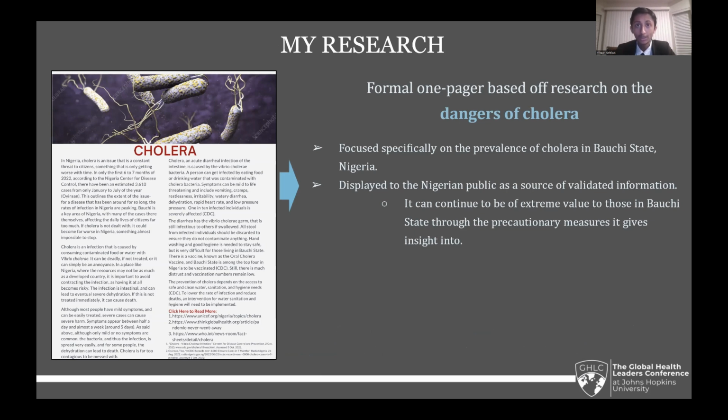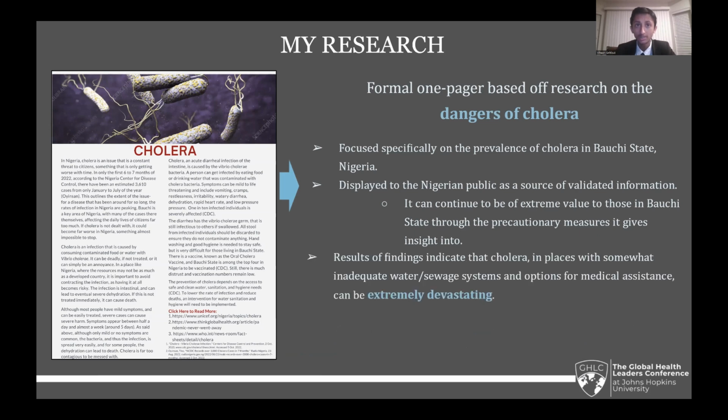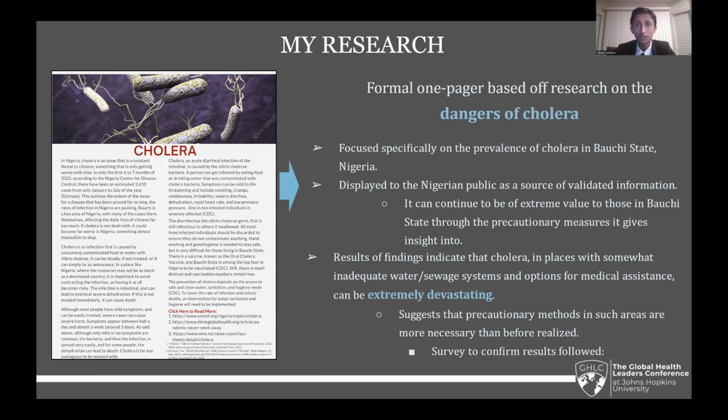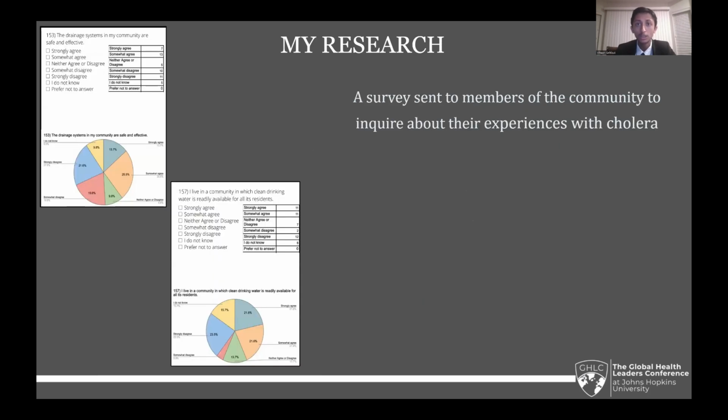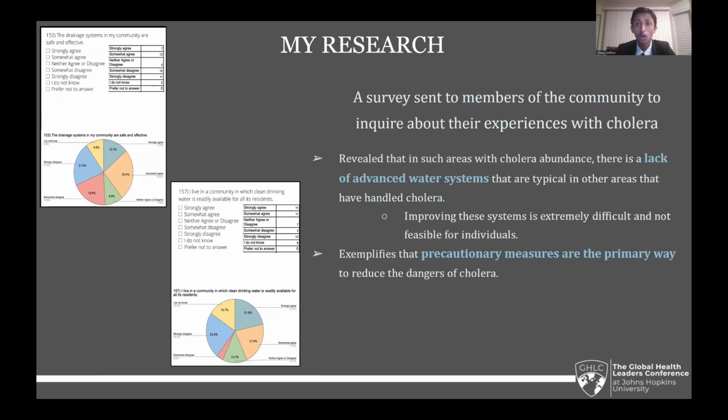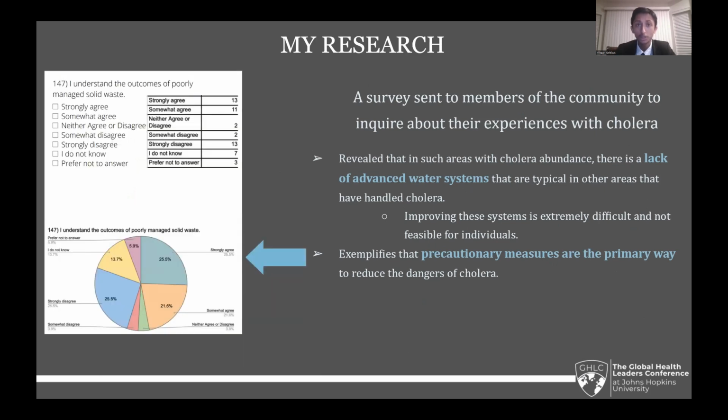However, through my research, I noticed that in such places with underdeveloped water systems, the effects of the disease are extreme. Since these drainage systems are not always feasible to advance, the one-pager revealed that the feasible, effective way to battle cholera is in fact through preventative measures. For confirmation, I created a survey for the community. When participants were asked questions, such as about their drainage systems or water availability, their responses tended to reveal that these systems are not always adequate, showing again that enforcing them is not the feasible solution. This again affirmed the need for primarily preventative measures.